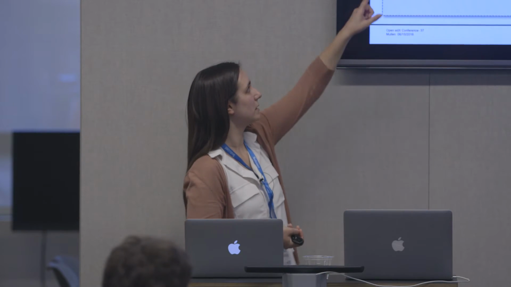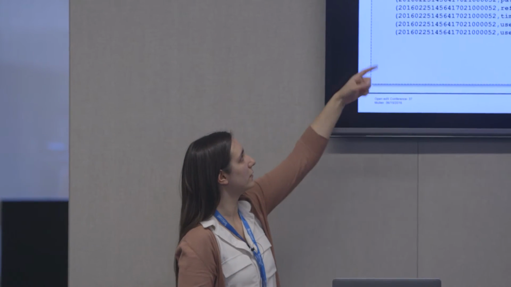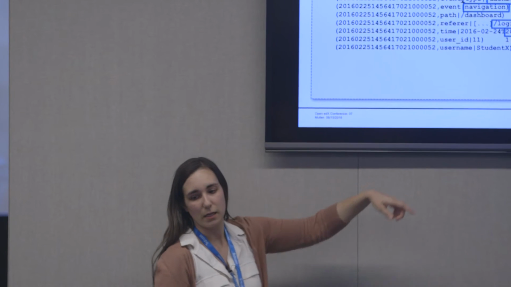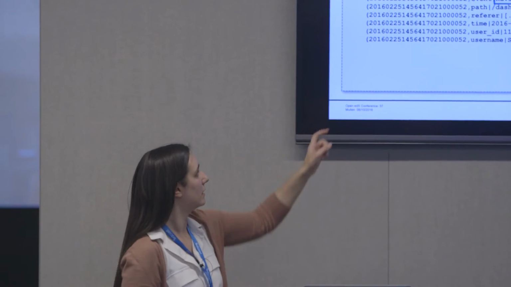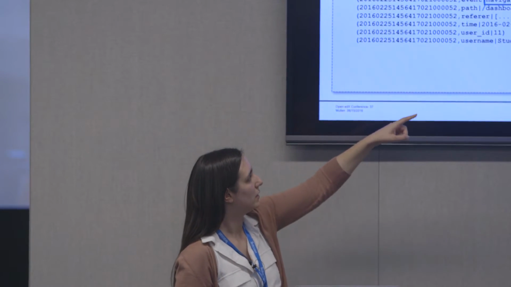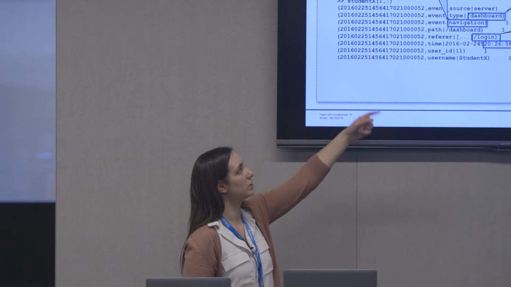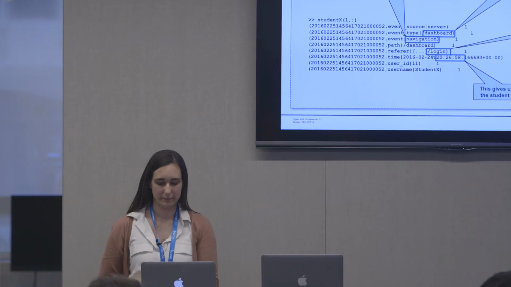And then, this looks familiar from the other slide. This is what you would see when you're looking at the raw D4M line by line. This command says, give me the first line of D4M, this associative array, for student X. And you can see that the student logged in based on the referrer field. You can see what time the student logged in, that the student was taken to the dashboard, and that this is a navigation event.